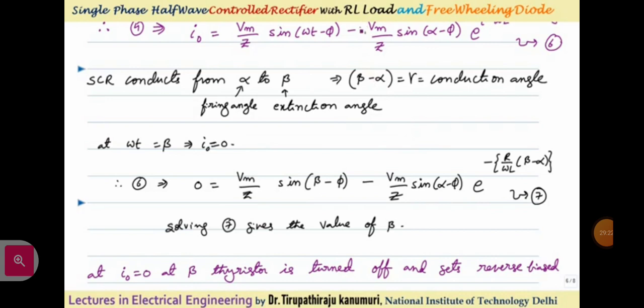So I have taken the case of non-continuous conduction mode. That means beta is a little greater than pi in this example. Continuous conduction mode we are taking for the case of the freewheeling diode, so there those equations also will be covered.